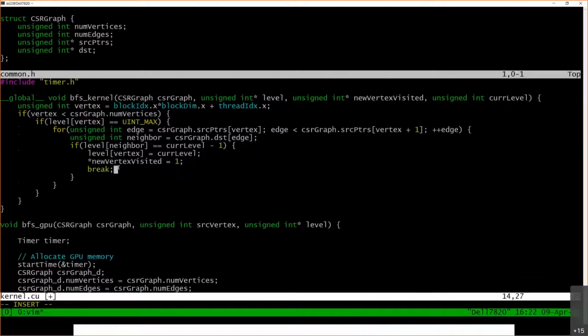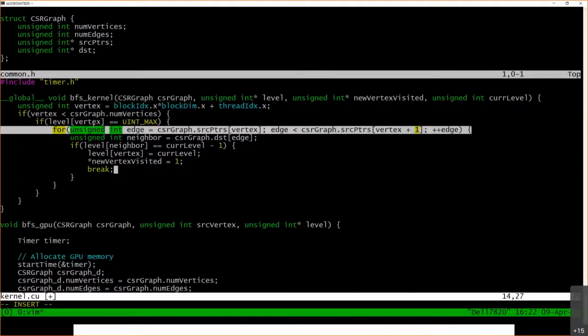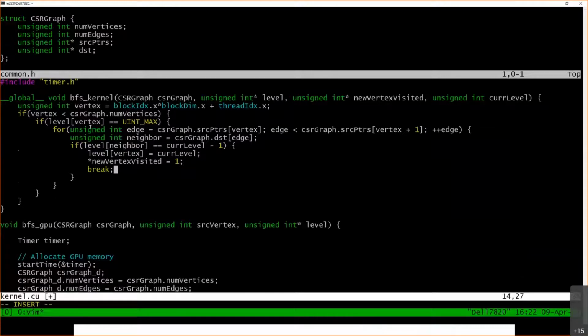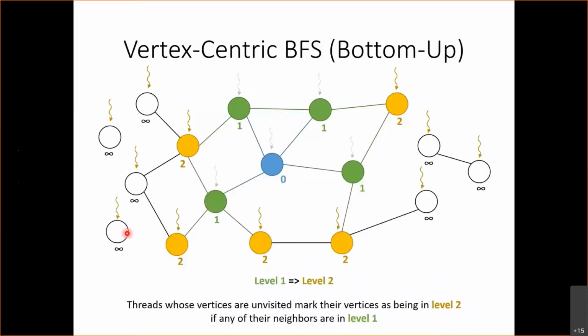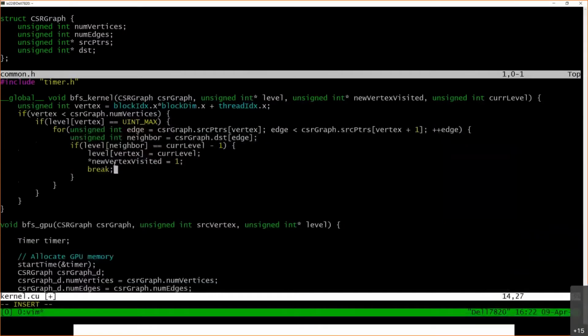Now, when we break over here, the advantage of this is that I'm going to exit this loop early, which means that I'm going to have less control divergence than I had with the top-down approach. In the top-down approach, the thread looped over all the neighbors, whereas in the bottom-up approach, I only loop over the neighbors until I establish that I am in the current level and I can break, right? The threads that will loop over all their neighbors are going to be the threads that are not in the current level. Clear? Any questions about this?